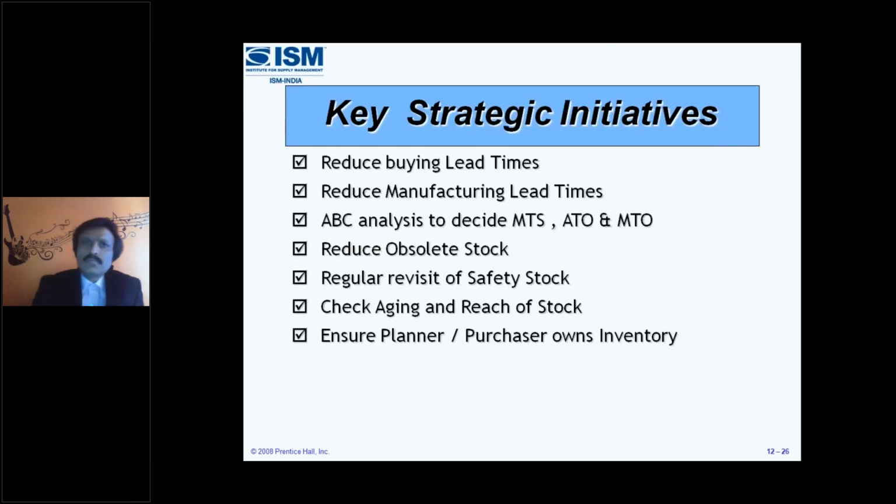Now let's discuss something about strategic initiatives at the beginning of the year. When you start your year, maybe it is April to March, or maybe it is January to December, at the beginning of the year you must take some initiatives like this. First, get all the lead times signed off from your suppliers, because many times this question comes: what is the lead time of one particular item, what is the lead time of another item?